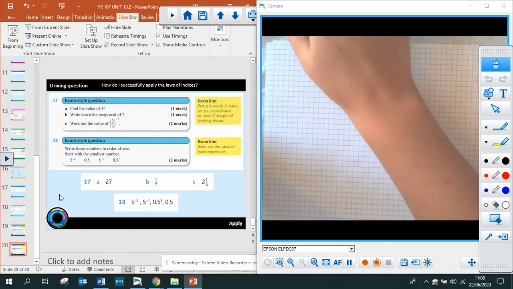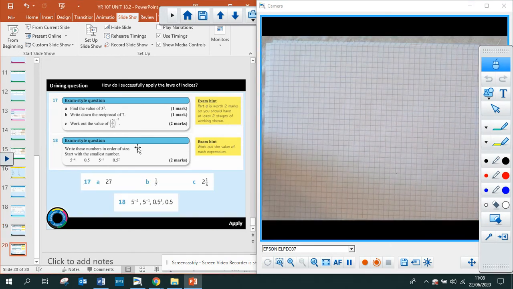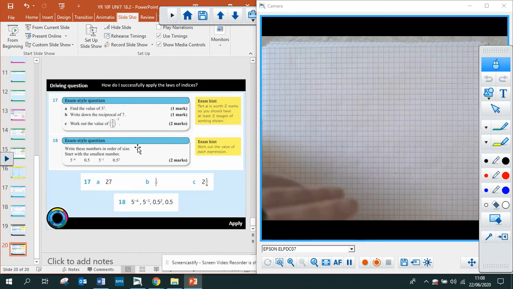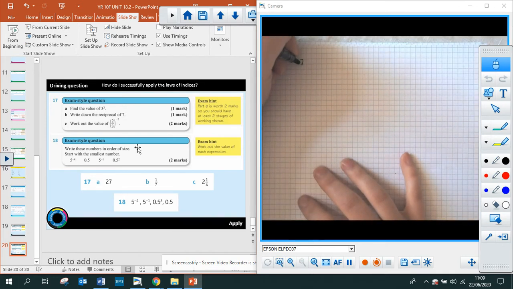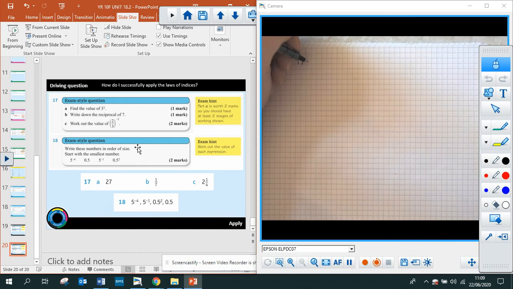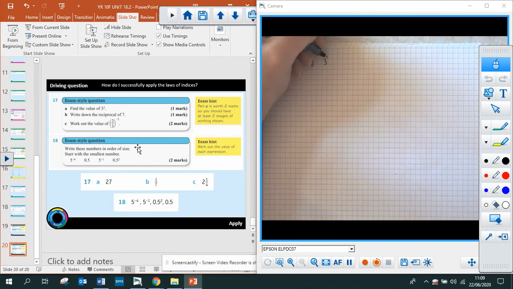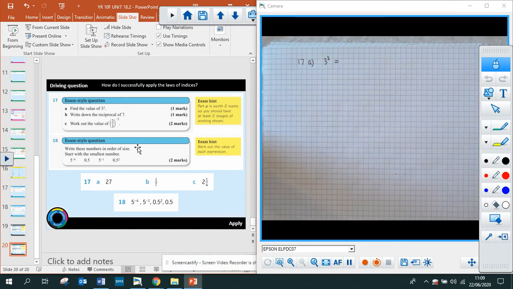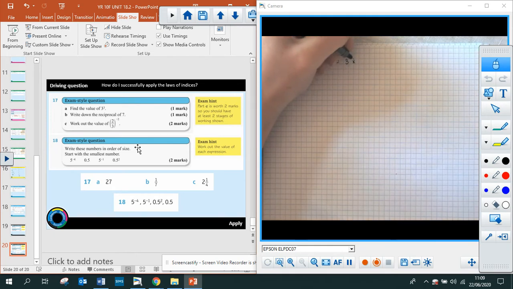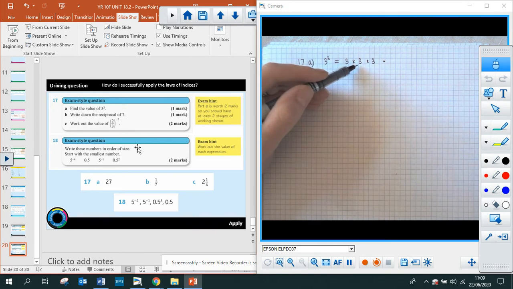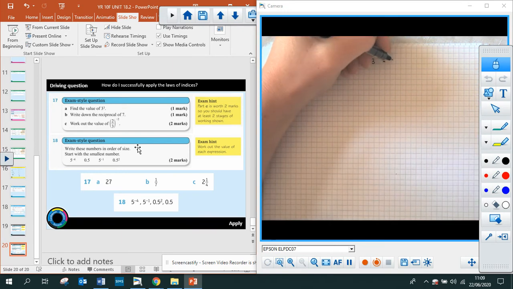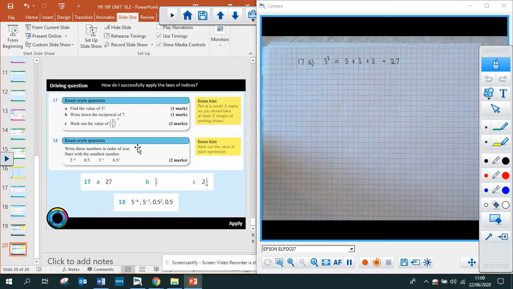Okay, so solutions are on the screen, the answers are there, and I'm going to go through the full work solutions on the split screen with you. So question 17, it's an exam style question, and part A says, find the value of 3 cubed. Okay, so hopefully you know that it's 27, but if not, it's 3 times 3 times 3. 3 times 3 is 9, times 3 once more is 27. So your answer to part A should be 27.